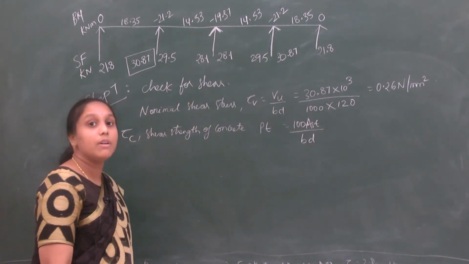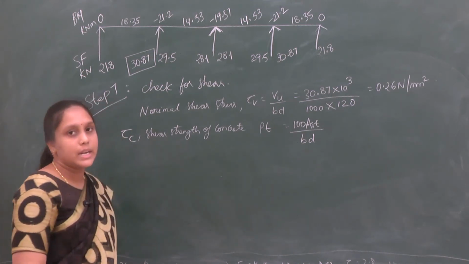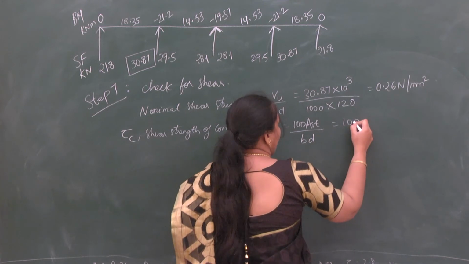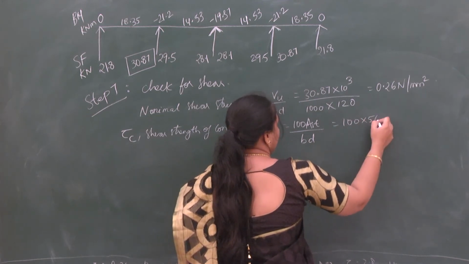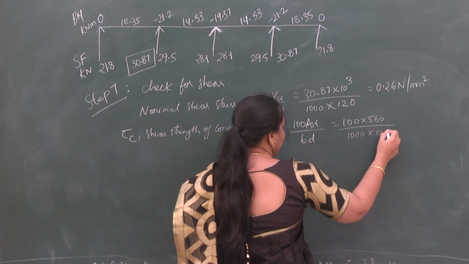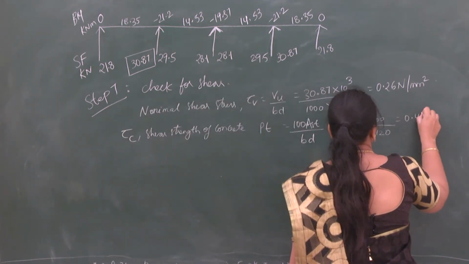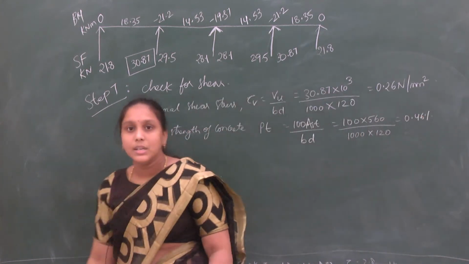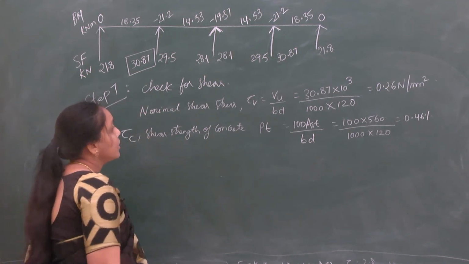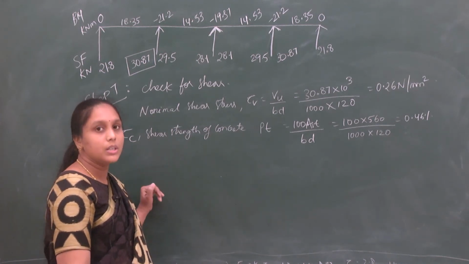Here Ast will be the Ast which you have provided for the maximum bending moment. Previously we have already calculated the Ast provided for the maximum bending moment. What is that Ast? It is 560 mm square. So 100 into 560 divided by b, where b is 1000 and d is 120. If you solve this, you get a value of 0.46 percent. The percentage of steel is 0.46.